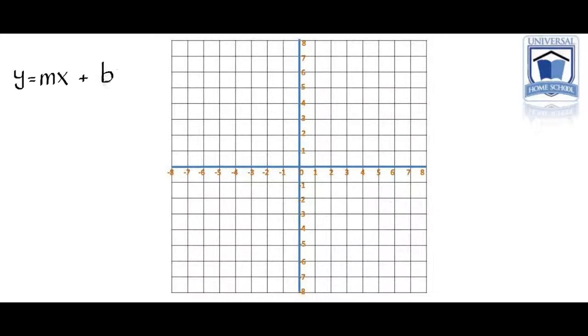We know what m equals because we talked about this in our last video. M equals the slope. And b is where the line intercepts the y-axis.